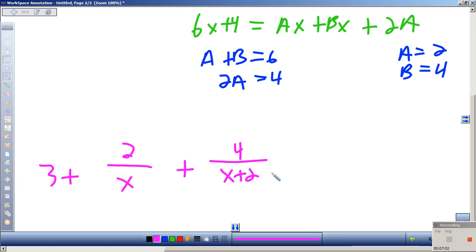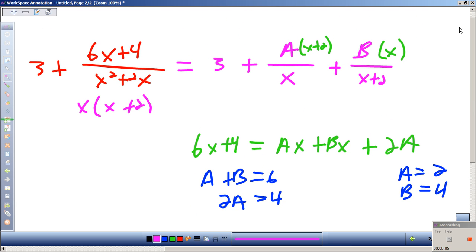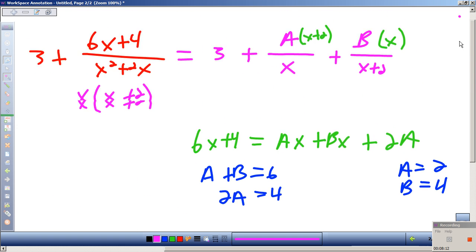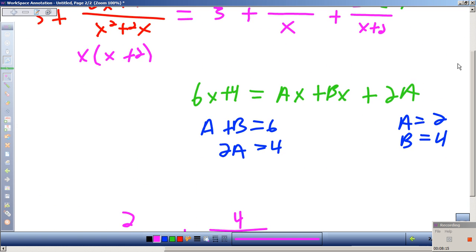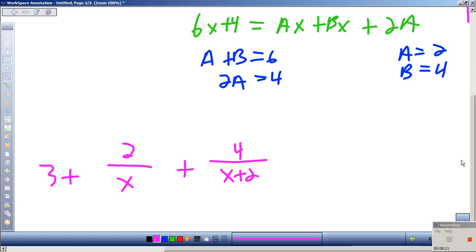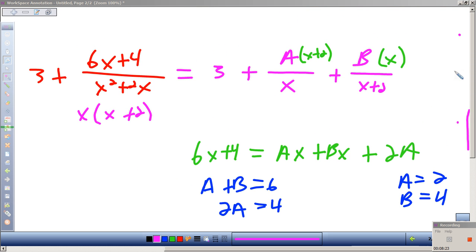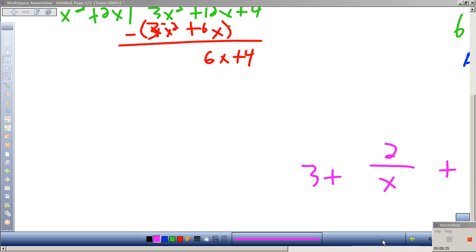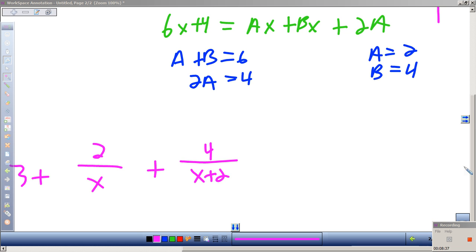Because 2 times 2 equals 4. Where are you talking about? The original problem: 3x squared plus 12x plus 4 divided by x squared plus 2x. Yeah, that's here. Okay, everybody with me on that?